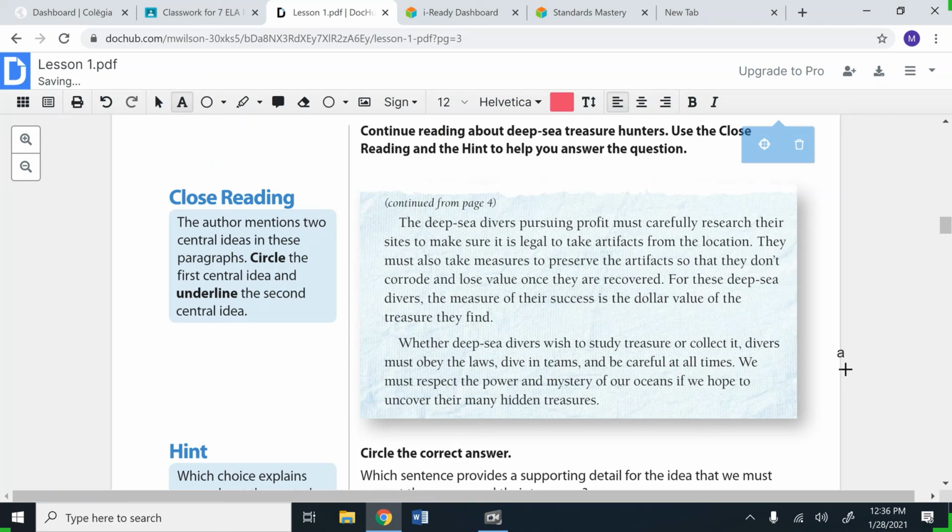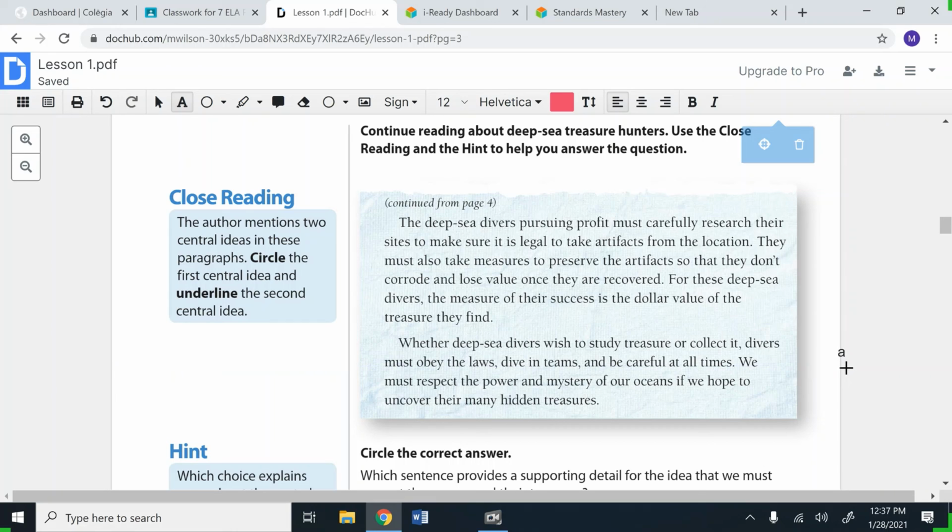So it says, the deep sea divers pursuing profit must carefully research their sites to make sure it is legal to take artifacts from the location. They must also take measures to preserve the artifacts so that they don't corrode and lose value once they are recovered. For these deep sea divers, the measure of their success is the dollar value of the treasure they find. Whether deep sea divers wish to study treasure or collect it, divers must obey the laws, dive in teams, and be careful at all times. We must respect the power and mystery of our oceans if we hope to uncover their many hidden treasures.